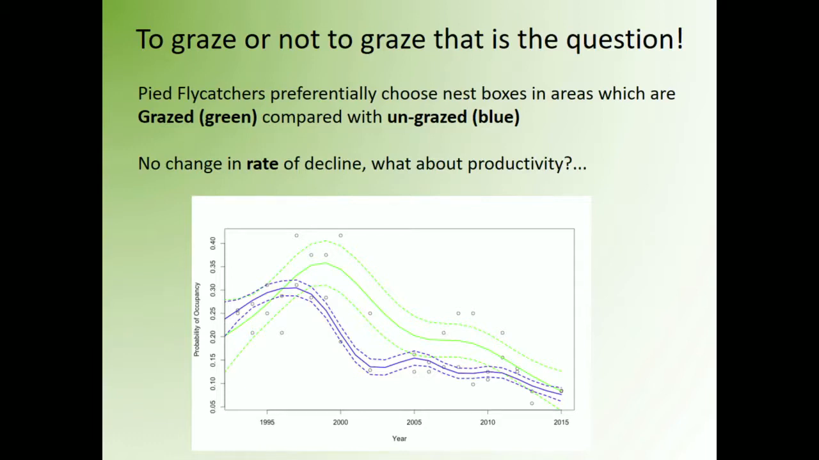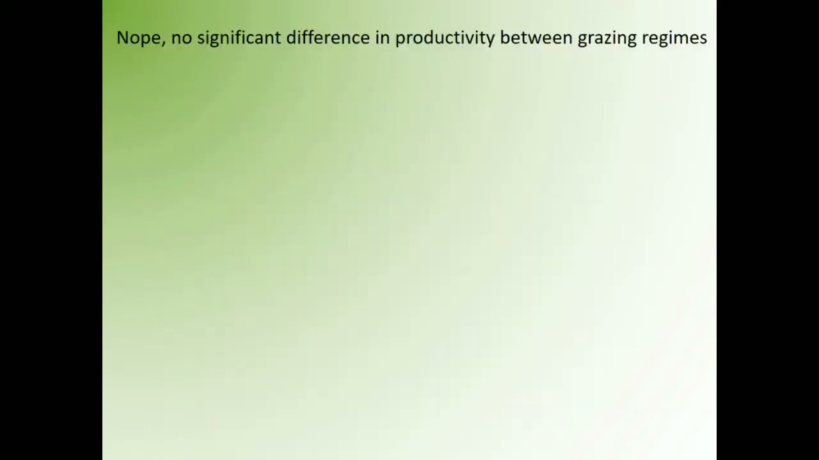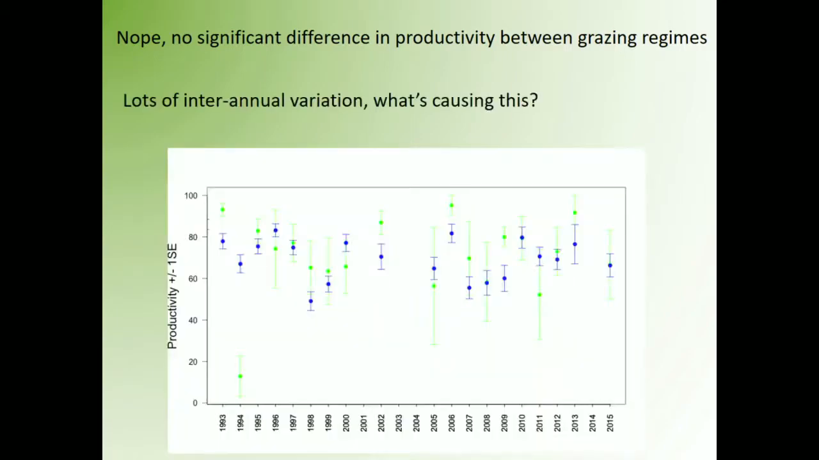So there's no change in the rate of decline, but what about the productivity? Are the birds actually producing better chicks? Nope. There's still no significant difference in productivity between the grazing regimes, and there's lots of interannual variation. So if the chicks aren't any better off, i.e. they're not producing more chicks per egg, then why are they choosing the grazed areas? Is it something else that's not productivity?